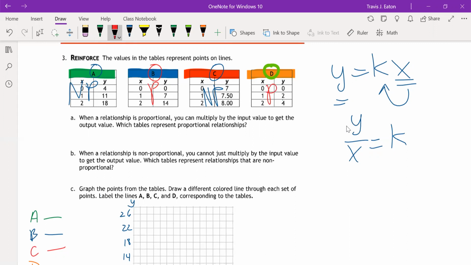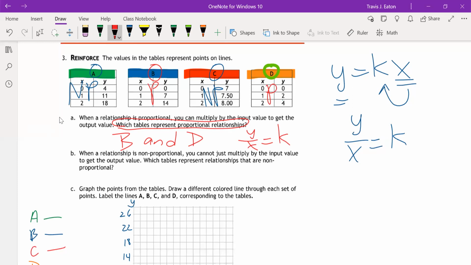All right. So now that we've taken a look at all of them, the first question says, which tables represent proportional relationships? Well, that would be table B and table D, because when you divide y by x, we get that constant every time.